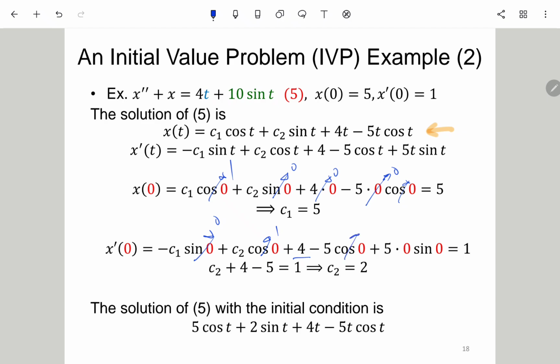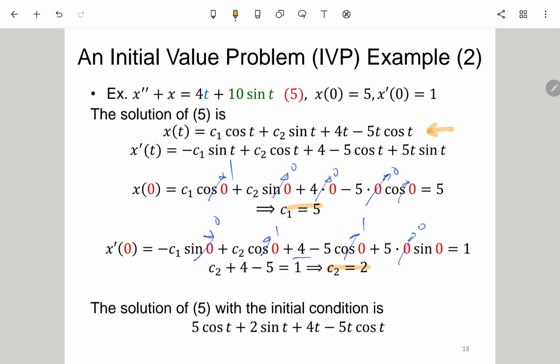So this is 1, minus 5, and then this is 0, this is 0. So it turns out to be C2 here, plus 4 minus 5 equals 1. So finally we get C2 to be 2. So we will get C1 to be 5, C2 to be 2.